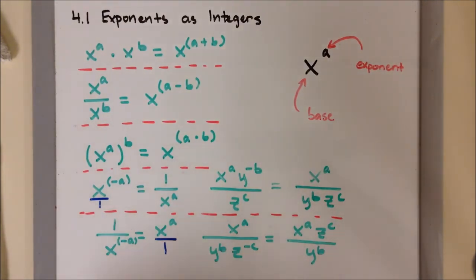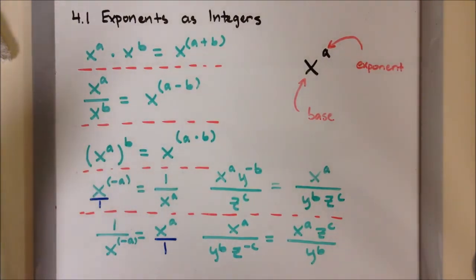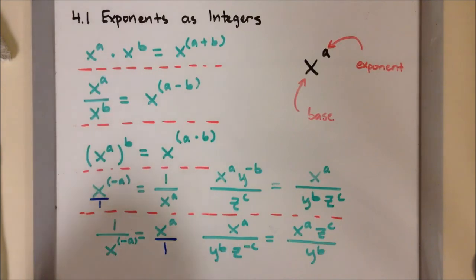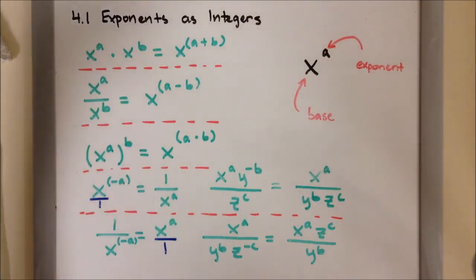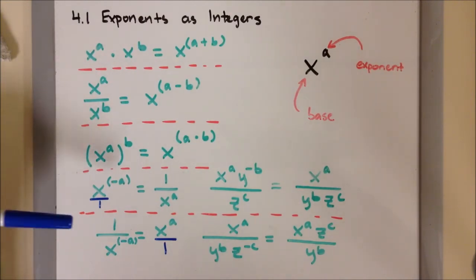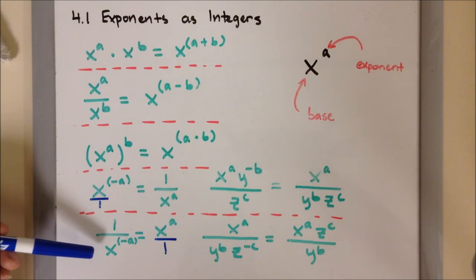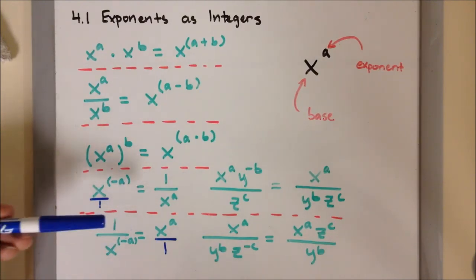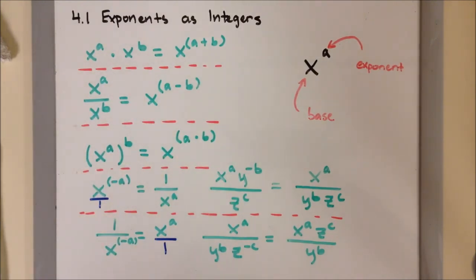So to review, when you want to convert a negative exponent into a positive exponent, simply move it to the opposite side. So meaning, if it's at the top, move it to the bottom. If it's at the bottom, move it to the top. And then after you do that, you can convert it into a positive exponent and then work from there.